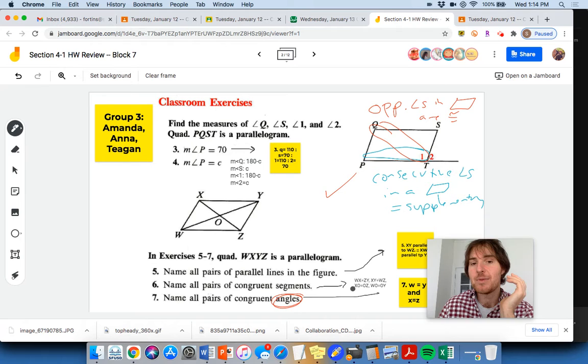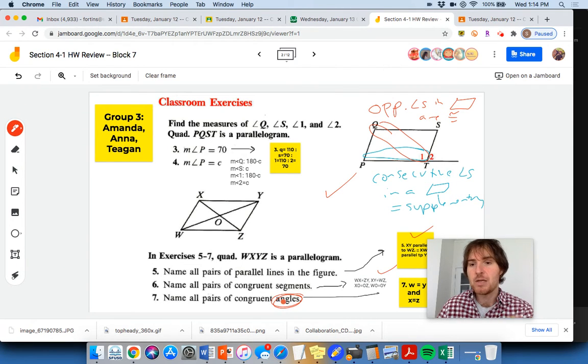All pairs of congruent segments, good work on this one. We got the opposite sides, WX and YZ, and then the other opposite sides, XY and WZ. They got that right. But then they also have the diagonals got bisected. So they have XO and OZ being the same through the fact that diagonals of a parallelogram bisect each other. And then by definition of a midpoint, O must be the midpoint. If O is the midpoint, XO equals OZ, and so on and so forth. WO and OY, same thing. So that one's good to go. I forgot to put the check marks down on this one, but this one's good to go. This one's good to go.